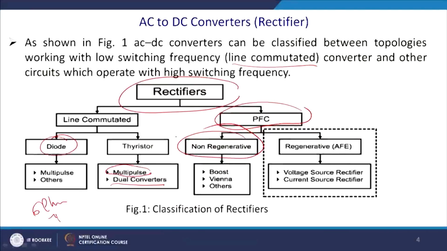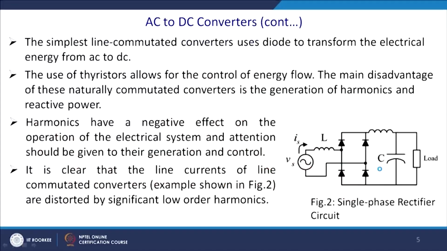One is one directional power flow, that means power flows from the AC side to the DC side, and boost, Vienna and other topologies are possible. Otherwise, in the 3 phase case, you have a regenerative kind of converter. So, bidirectional power flow is possible, AC to DC and DC to AC, and then it is an active rectifier, and it can be a voltage source rectifier or a current source rectifier. So, overall this is the classification.